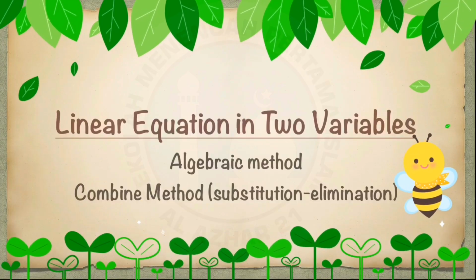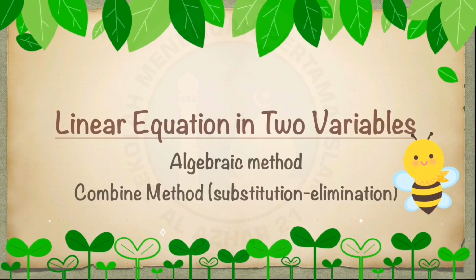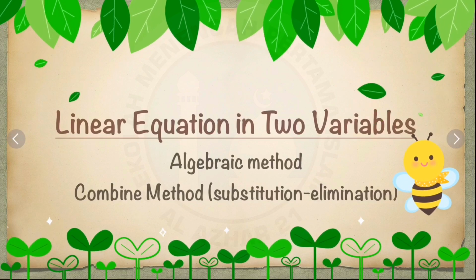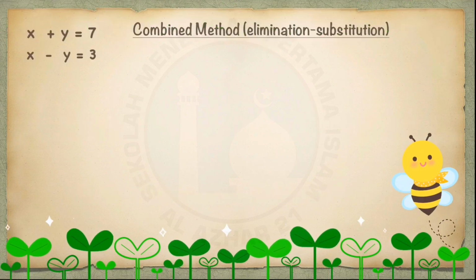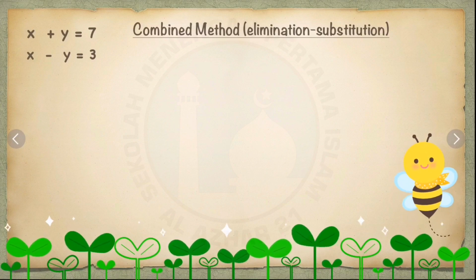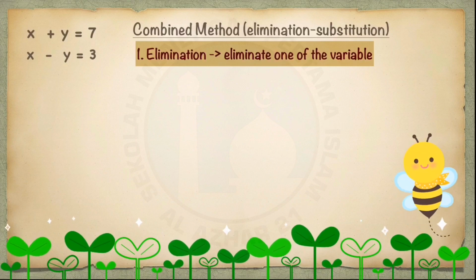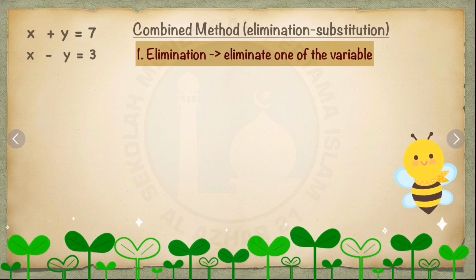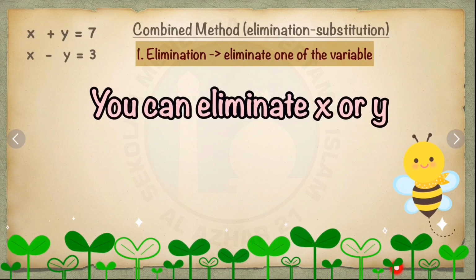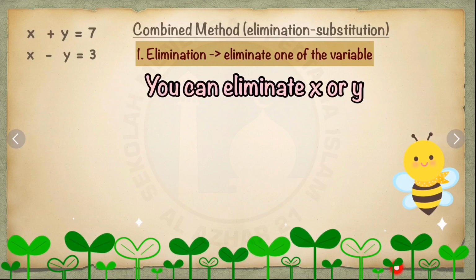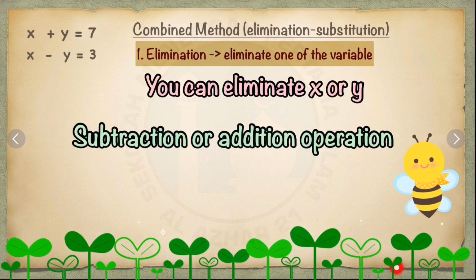Now I will tell you how to solve the linear equation system with the algebraic method. And in this case, I will use a combined method, elimination and substitution method. Use the elimination method first. In the elimination method, you have to eliminate one of the variables. You can eliminate variable x or y. To eliminate one of the variables, you can use subtraction operation or addition operation.